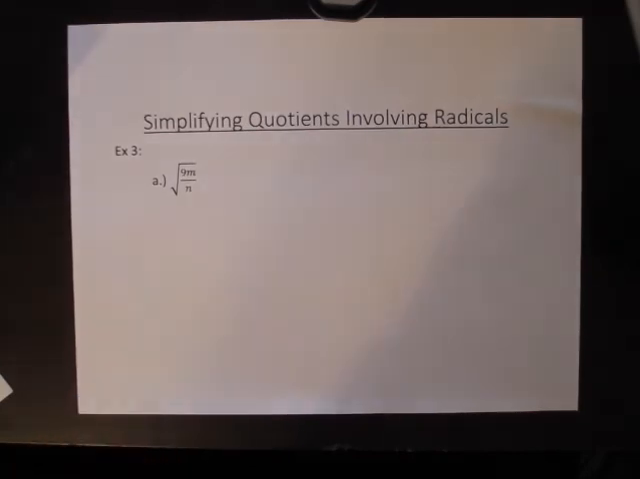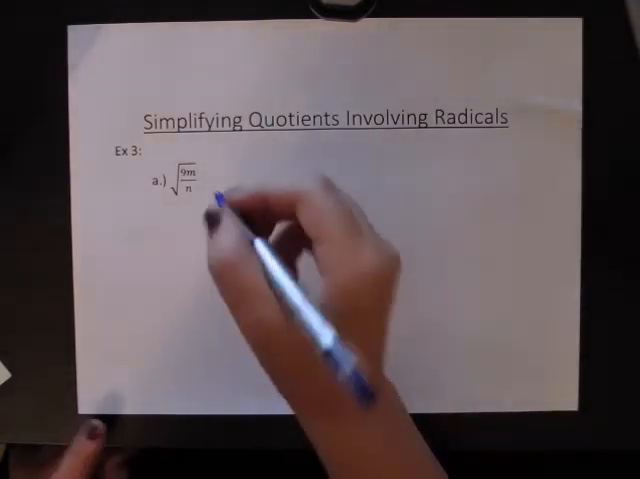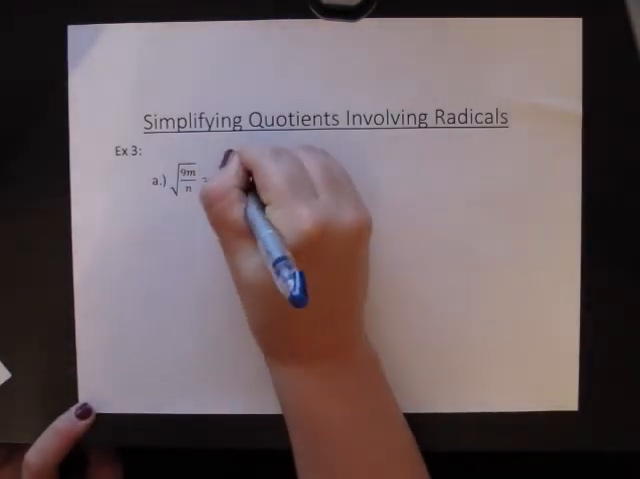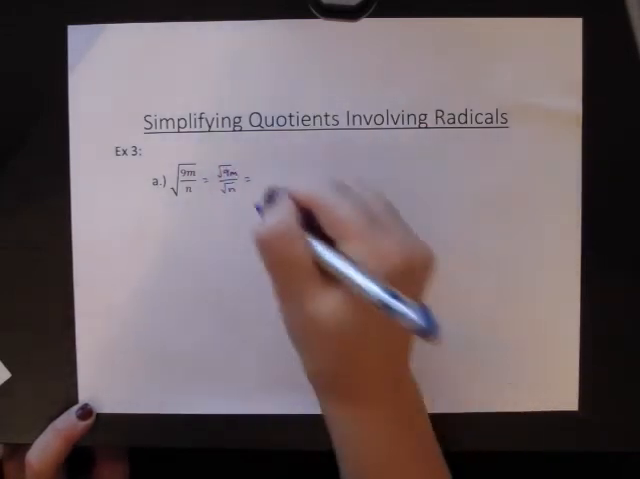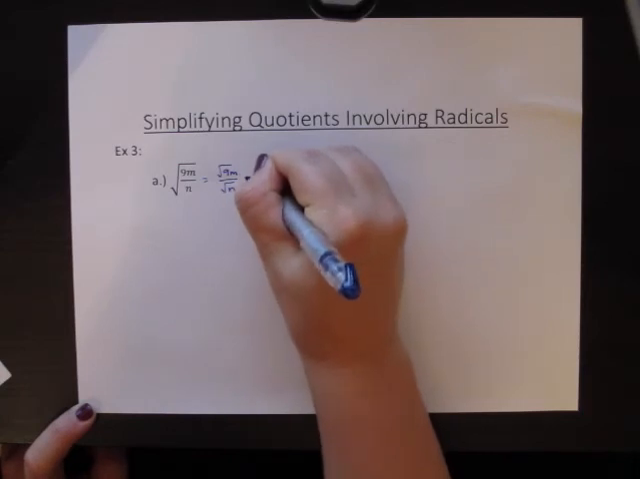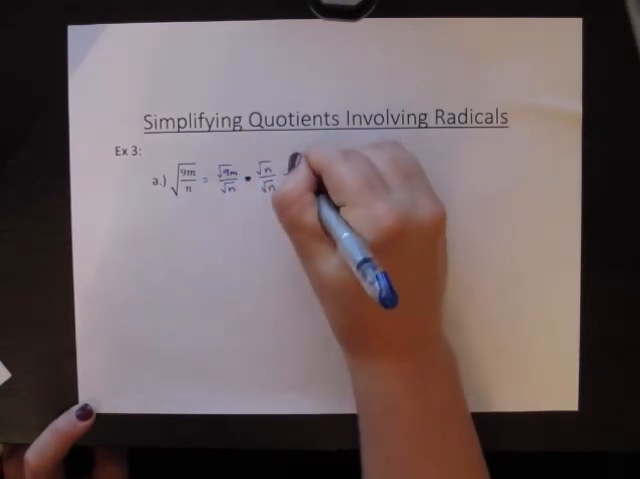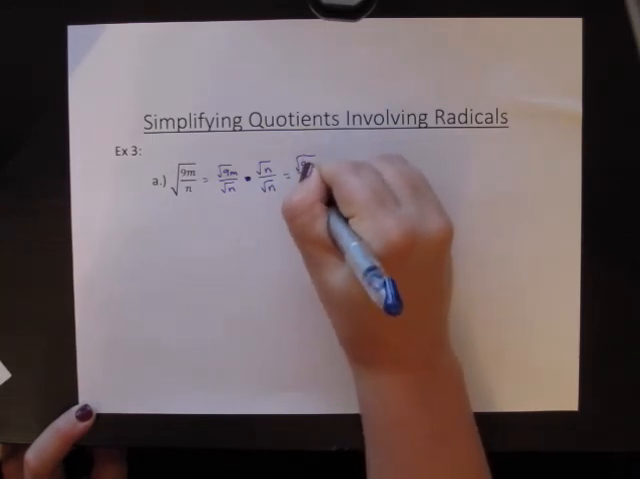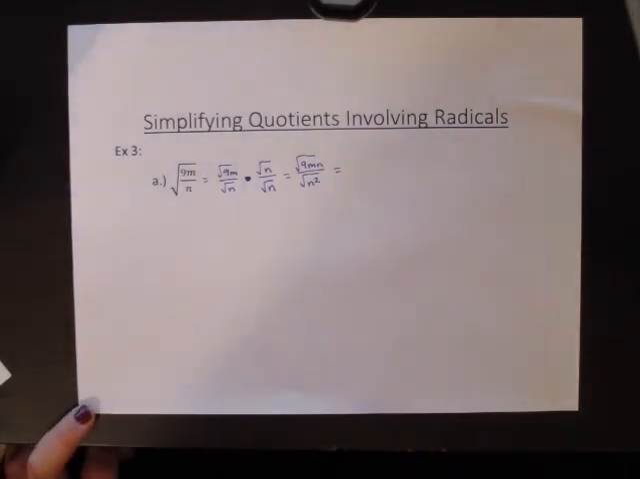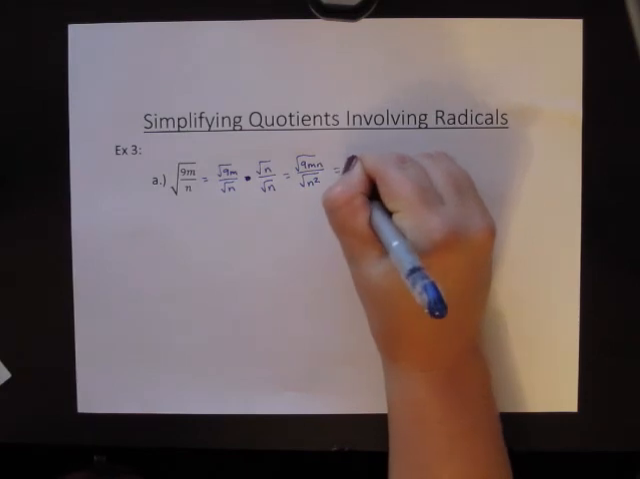Now we're going to have some variables in here, but it still shouldn't be too bad. So I get the square root of 9m over n. So first thing I want to do is I want to split it up. So the square root of 9m over the square root of n. Can't have a radical in the denominator, so I have to multiply my top and my bottom by the square root of n. So in my top I have 9mn over the square root of n squared, which again, the square root of n squared, you got to divide your exponent by 2, which would leave you just with n.